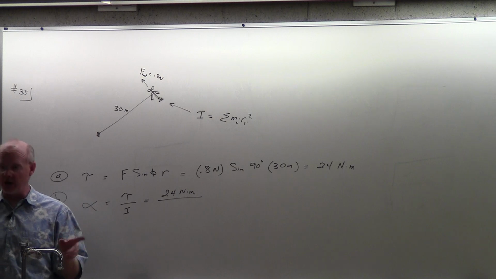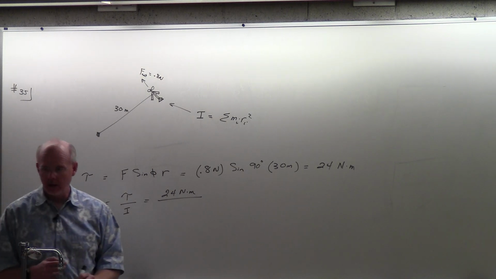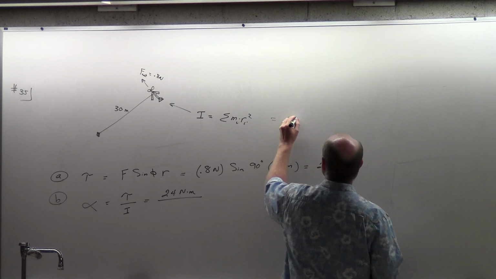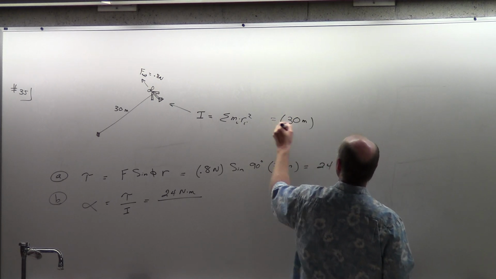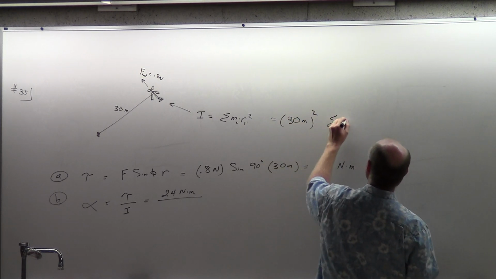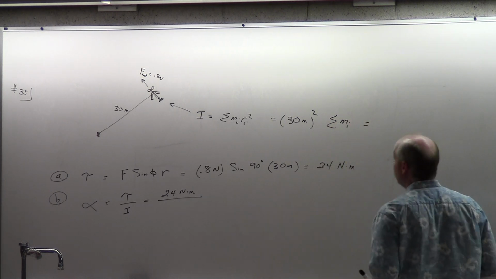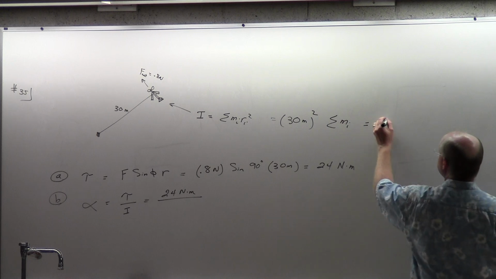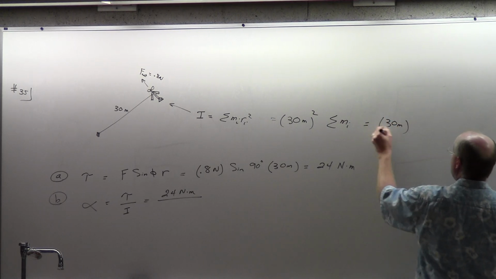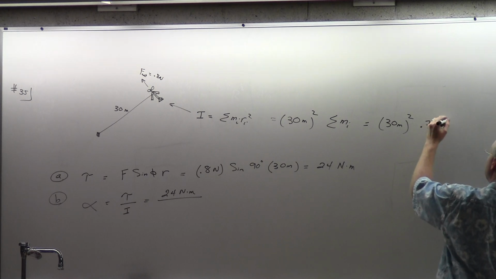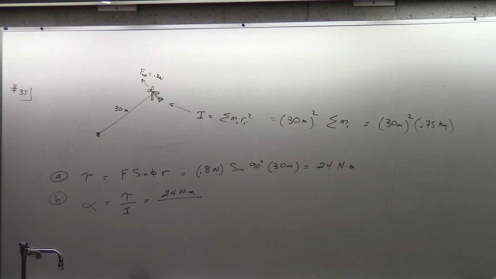We don't even have 2 points. We just have 1. So this is really, I'll just take the distance, 30 meters, and square it, and say this is the sum of all the little pieces of mass that make it up. And if you add up all the little pieces of mass, what are you going to get? That's the 0.75 kilograms of the airplane itself.